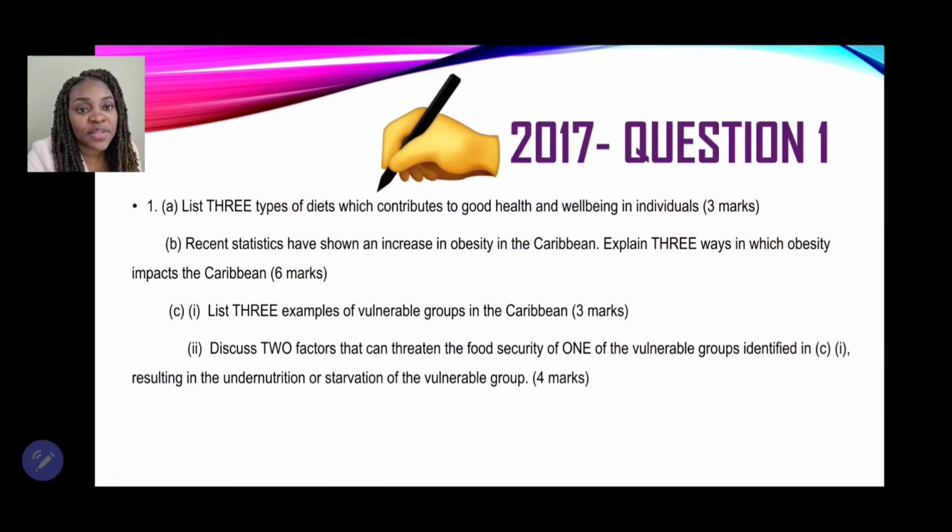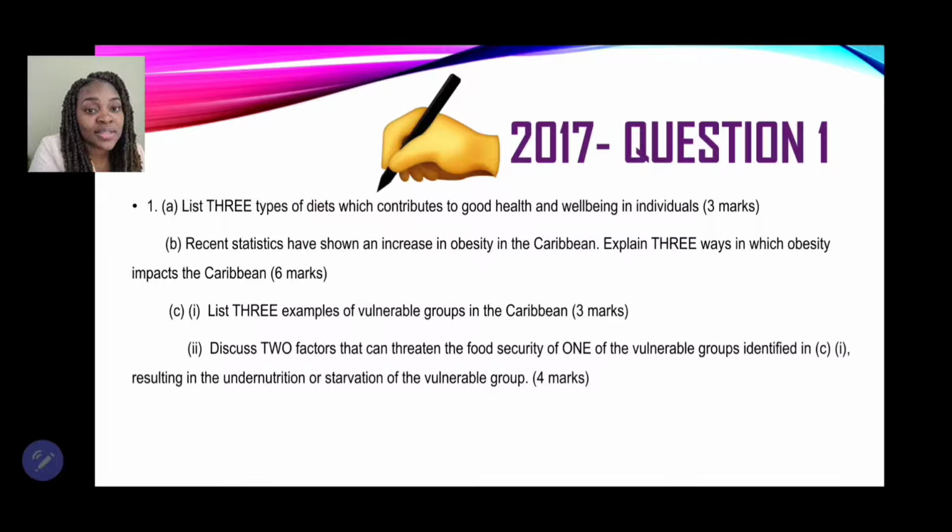List 3 types of diets which contribute to good health and well-being of individuals. Next one, recent statistics have shown an increase in obesity in the Caribbean. Say 3 ways in which obesity impacts the Caribbean. Now, this question is similar to the question that asks about diabetes mellitus, right? And why is it costly?